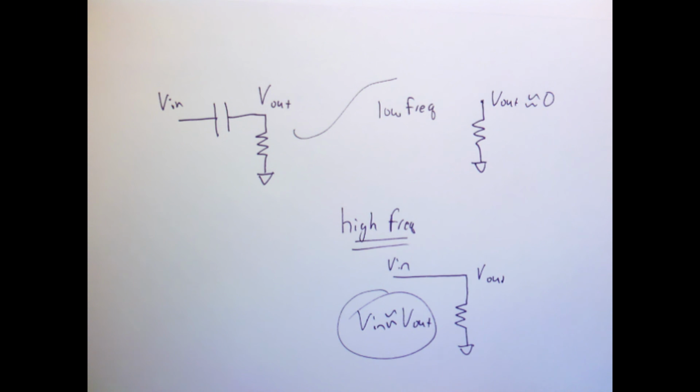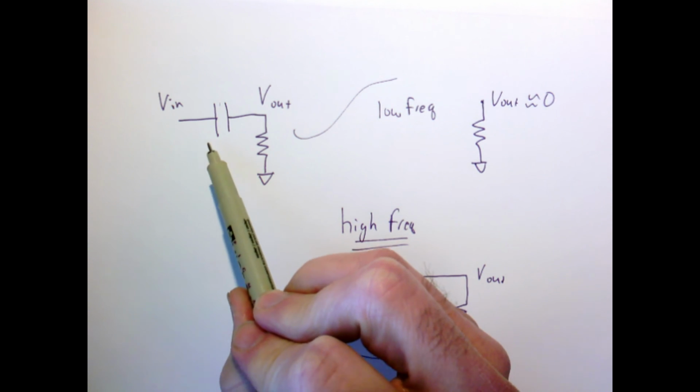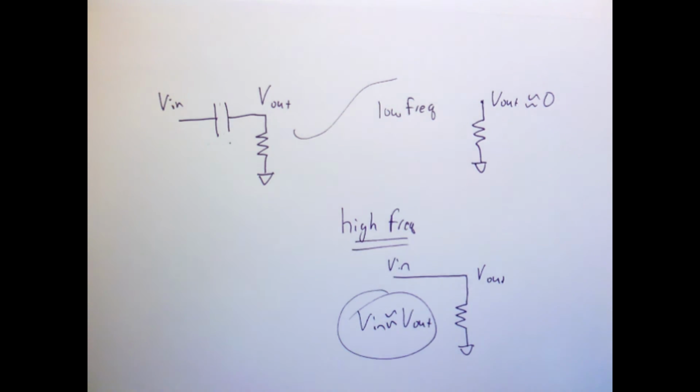So this simple model that we have of the capacitor, of just thinking about it at low frequency, it's like we've gone in and clipped the wire, and so there's no current that can pass through that capacitor. And at high frequency, it's like that capacitor has become a wire, and so current is free to flow through there.